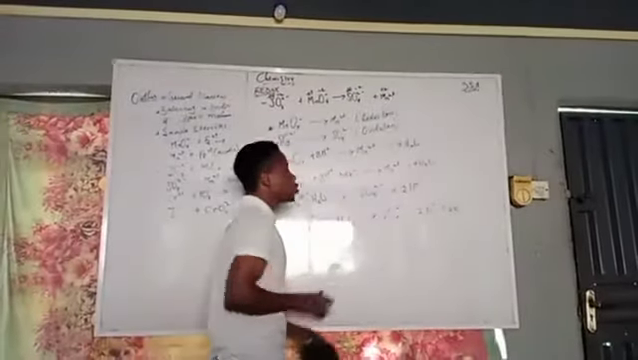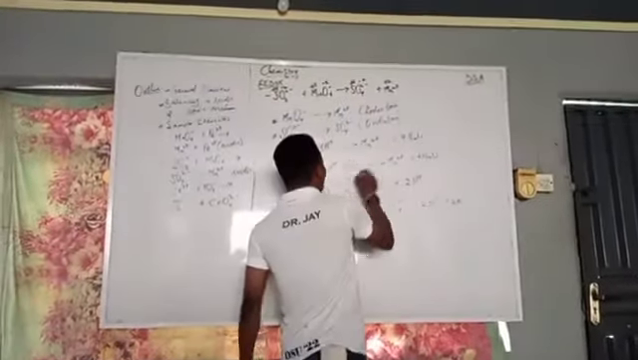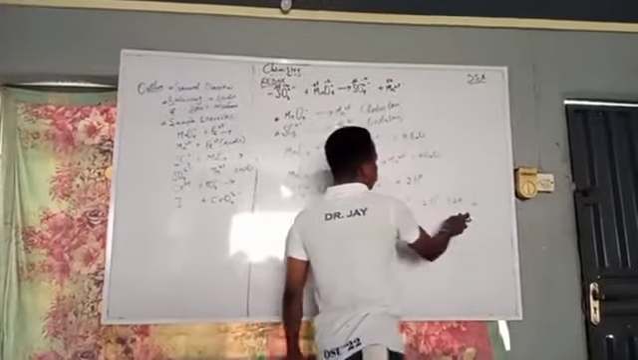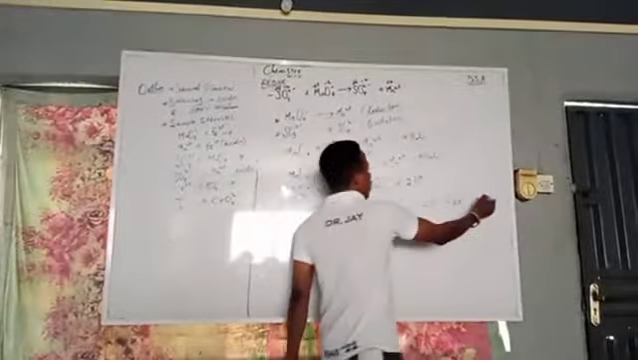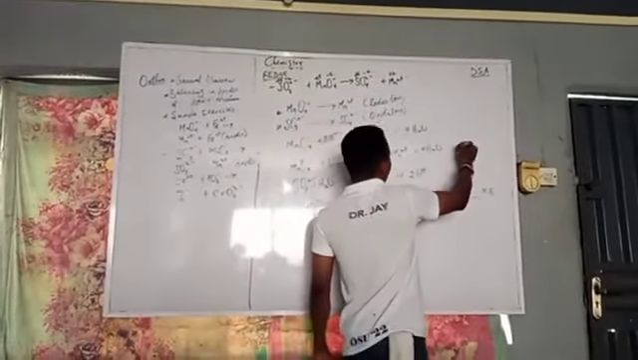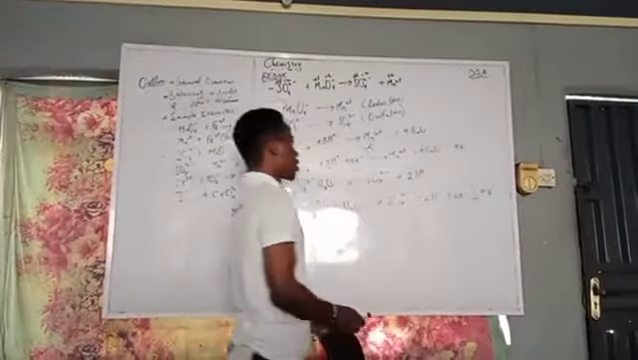Now, don't forget the rule earlier says there must be an equal number of electrons transferred. This is 5, this is 2. So what do you do? Multiply this by what? By 5, right? And then you multiply this by what? By 2. I'm right. Yeah.